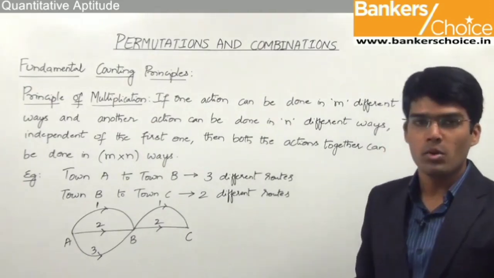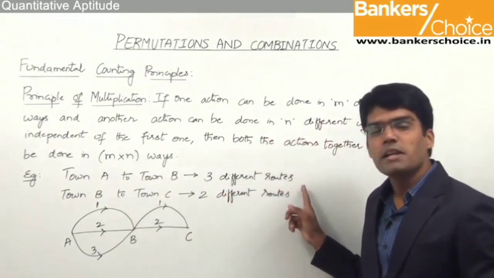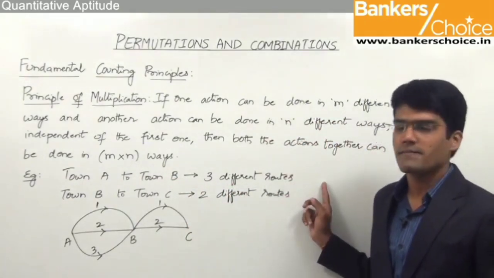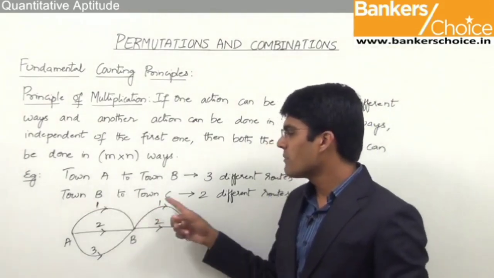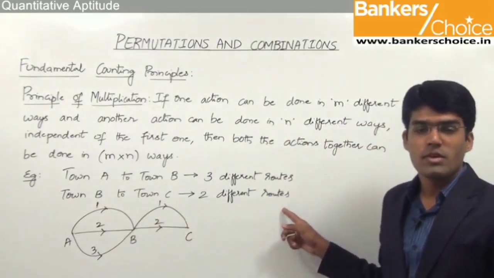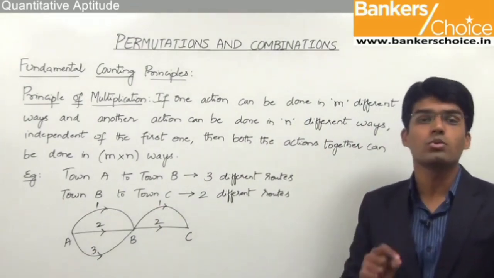Let's take an example to understand this. Let's say from town A to town B there are 3 different routes. That means a person can travel from A to B in 3 different ways. Similarly, a person can travel from town B to town C in 2 different ways. So in how many ways can the person travel from town A to town C through town B?